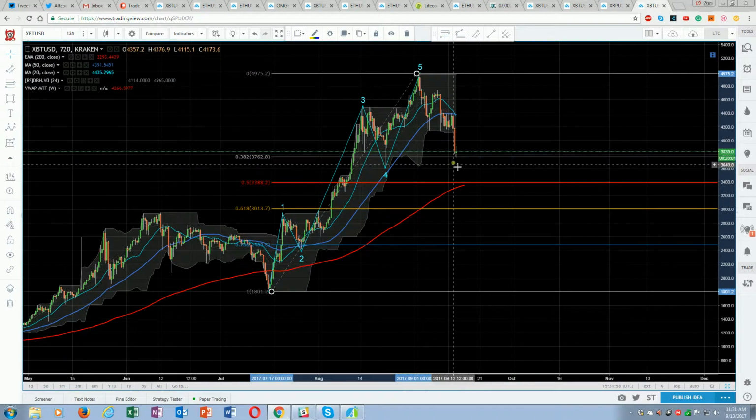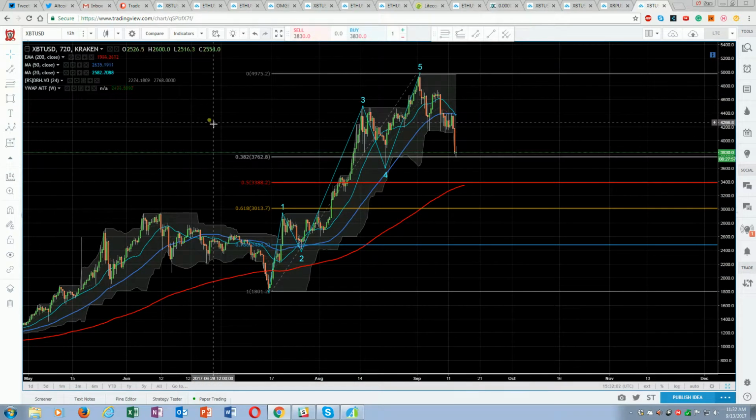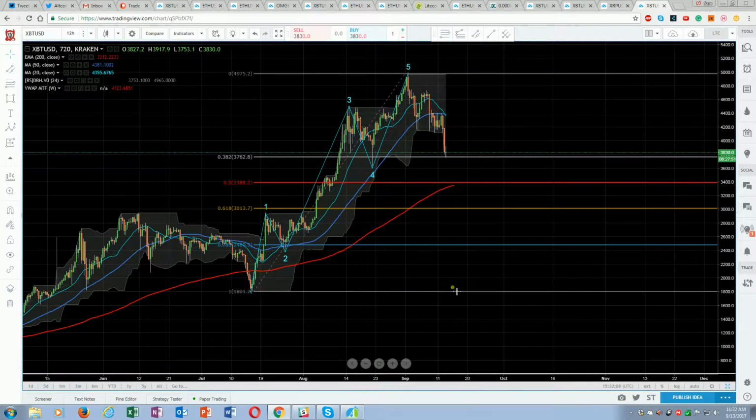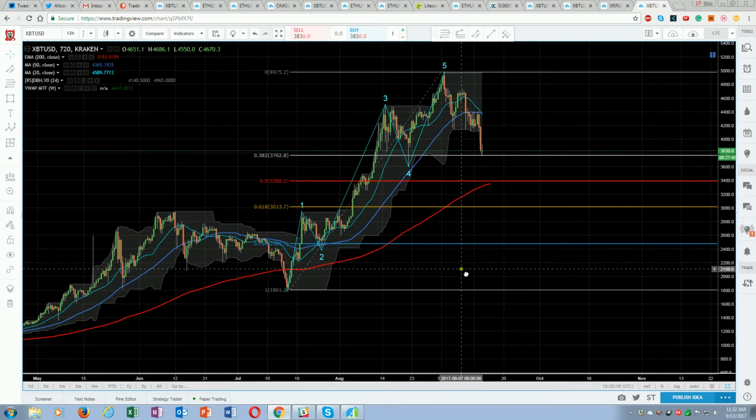So where's the first spot that we stop? Right at the 23, almost to the dollar. So this would be a common place for the market to react. And that's what we're seeing here, the reaction.